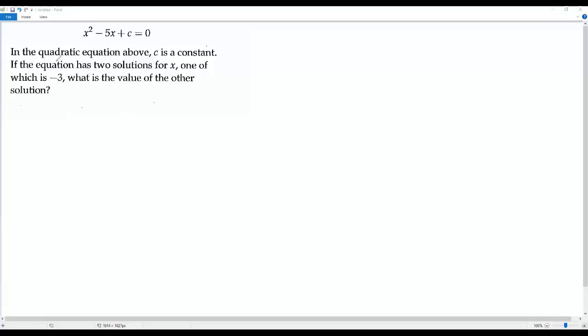other solution? Usually we'll have two solutions, I mean two values for a variable which is in a quadratic equation. So here one of the solutions is given, that is negative 3. We have to find the value of the other solution. I assume let k be the value of the other solution.